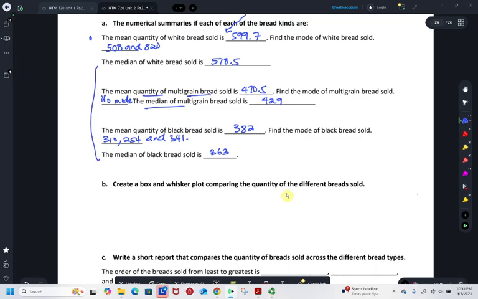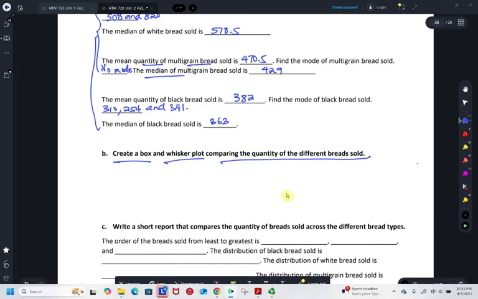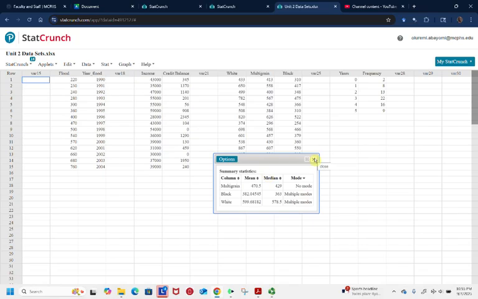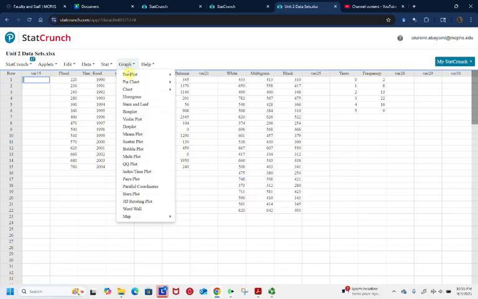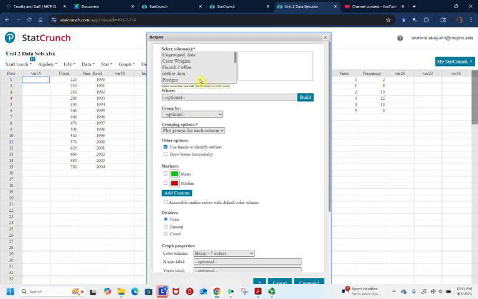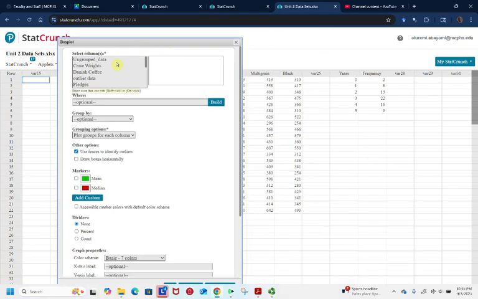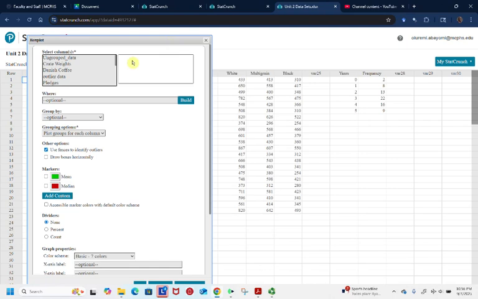Now, this is a good, reasonable report. Then we're also to create a box and whisker plot comparing the quantity of different breads sold. One way to do that, we can go to StatCrunch. I'll close out of this, and then I'll go to Graph, go to Box Plot, and I'm going to indicate that I want to draw the box plot of 3 columns, which is white, multi-grain, and black. I would like to draw the boxes horizontally. I prefer that. I like to see the median values.